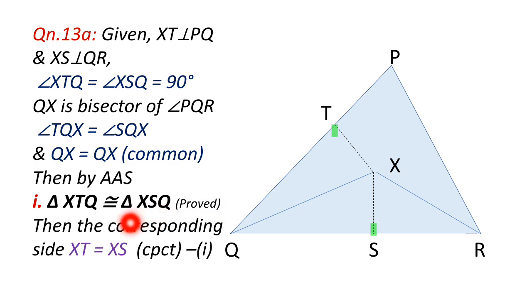Then we will take the corresponding part, like the corresponding side we have taken XT. This XT, the perpendicular, is equal in length to this XS. So this one is marked as equation 1. Now see the next page.